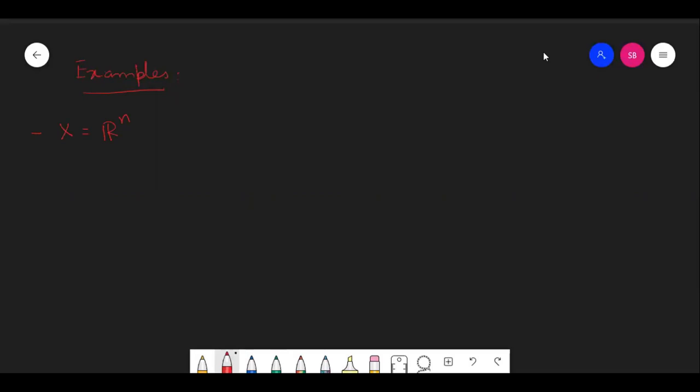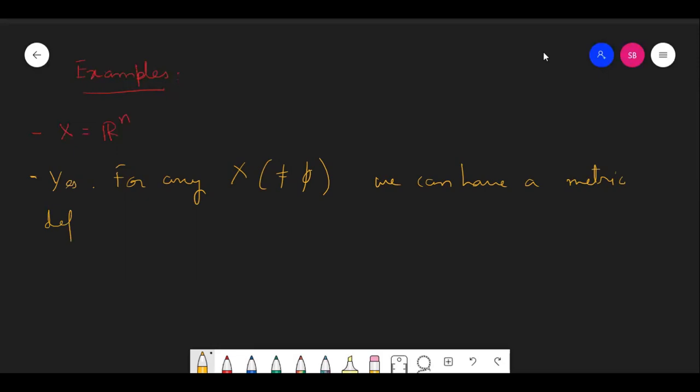Now for any given set X, can we have a metric? That is, can we have a d from X cross X to R such that it satisfies all the four properties, conditions? The answer is yes. So for any non-empty set X, we can have a metric defined on it.